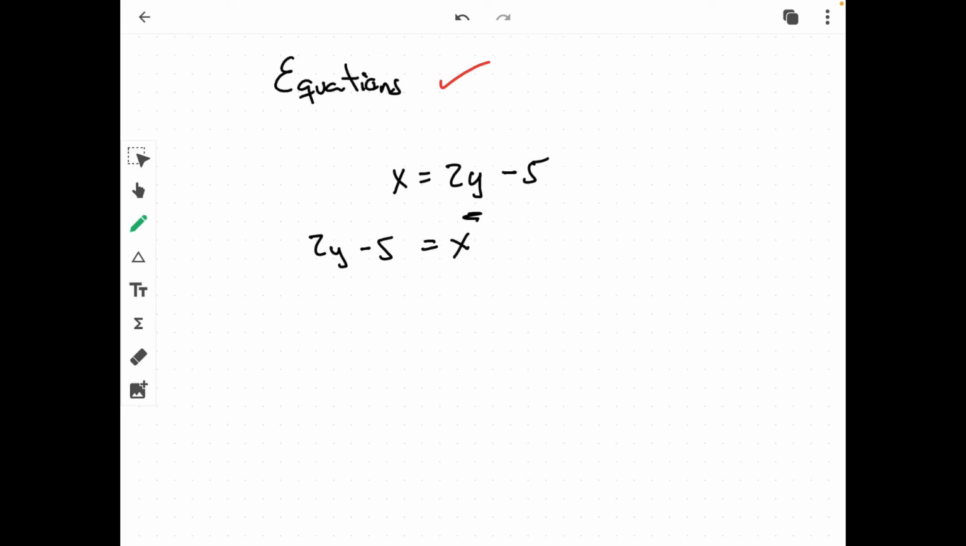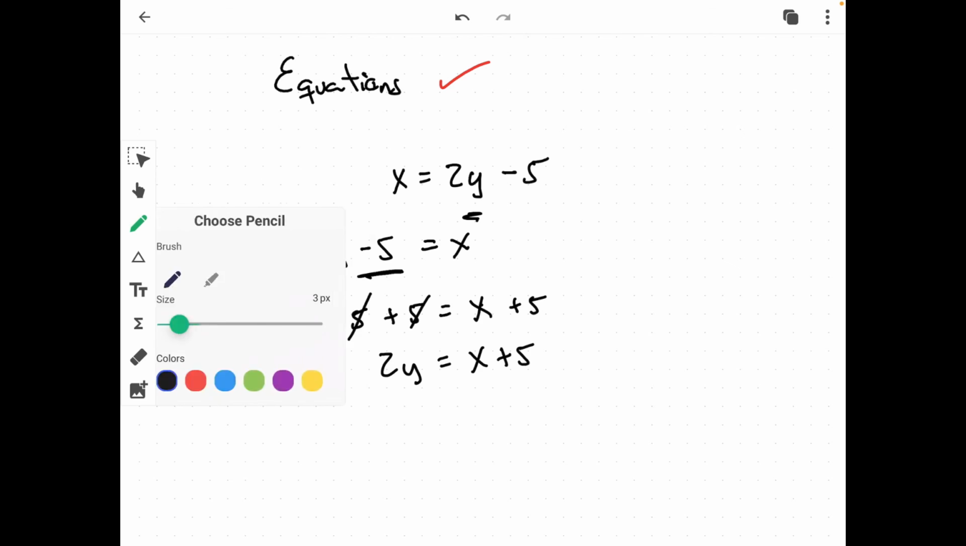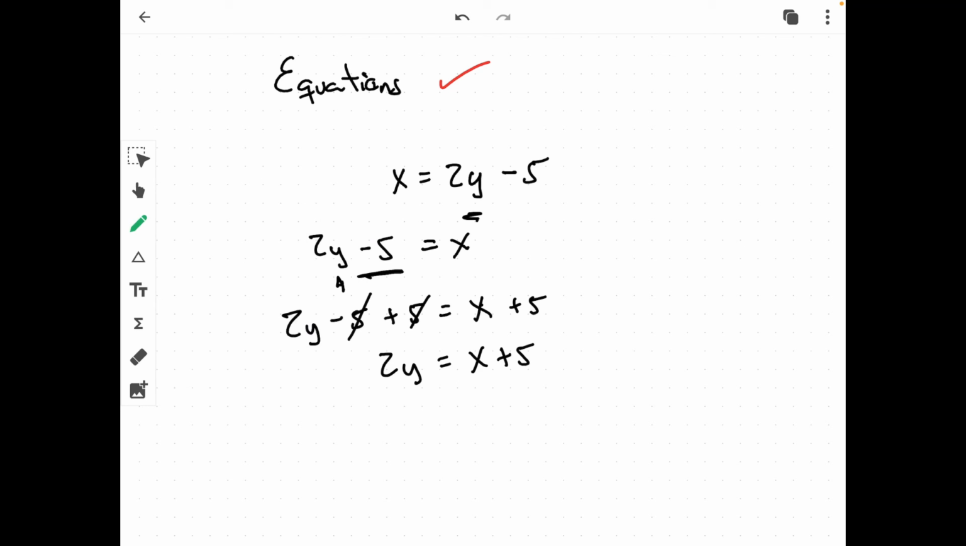Now, to eliminate this minus 5 from this side and be closer to isolating the y, we need to add 5. So 2 times y minus 5 plus 5 is equal to x plus 5. So we can eliminate this and this, and 2 times y is equal to x plus 5. In the old-fashioned way we learned it, this is subtracting here and we take it to the other side as an addition. That's exactly what we did here.